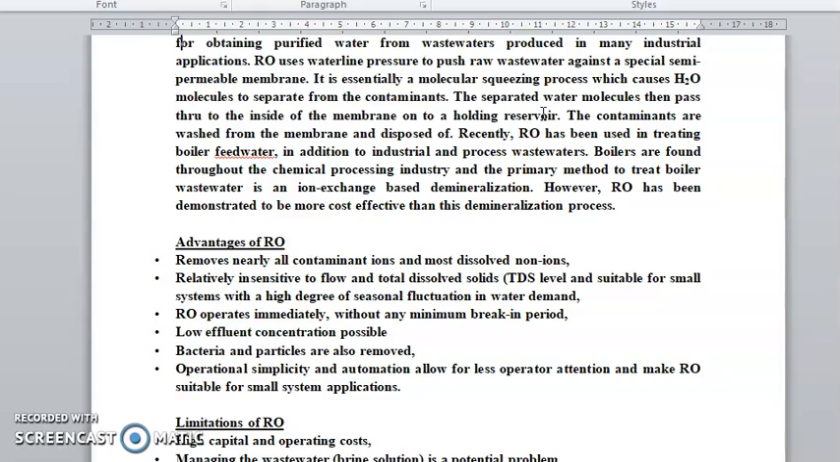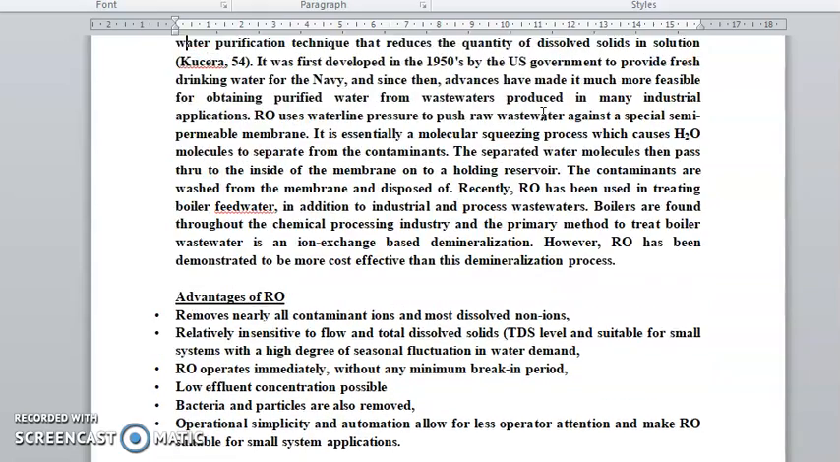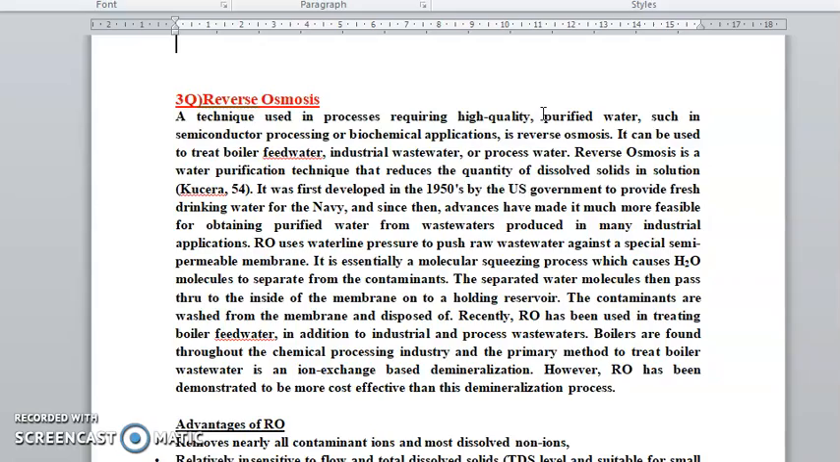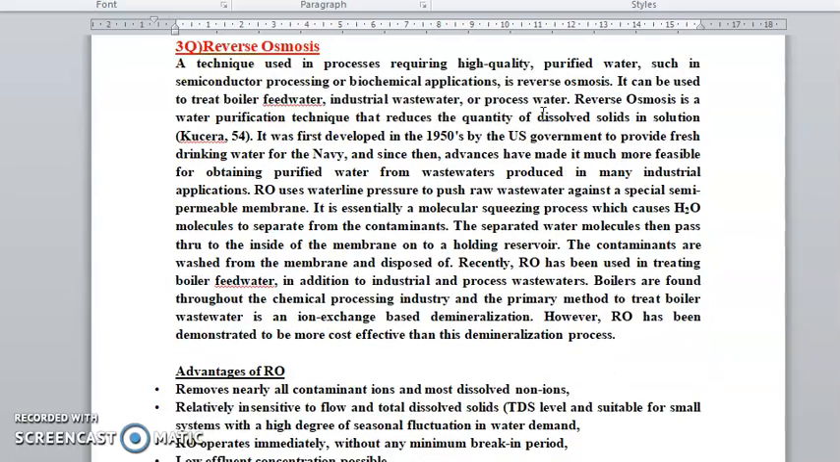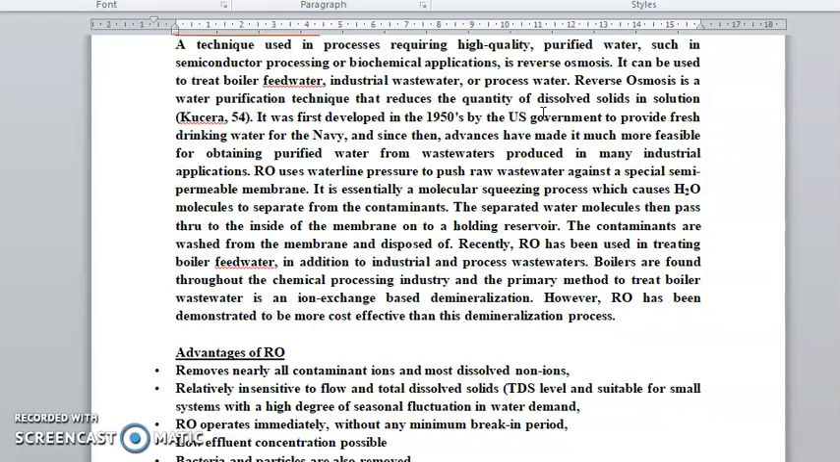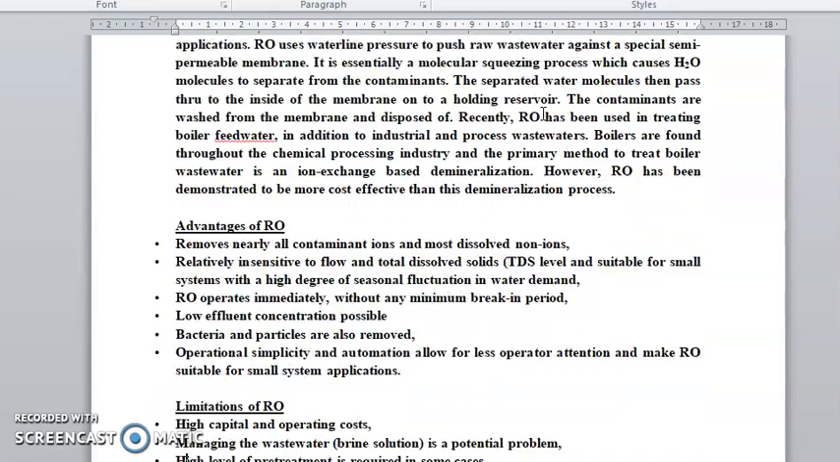Today we are mainly using the reverse osmosis process. Today all industries and households everywhere are using this. Okay, this is about reverse osmosis.